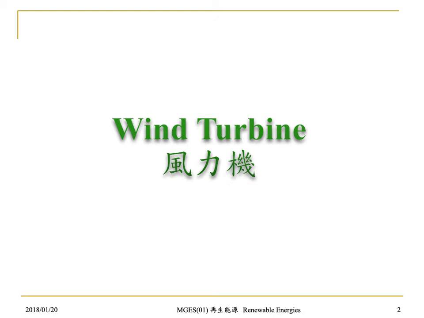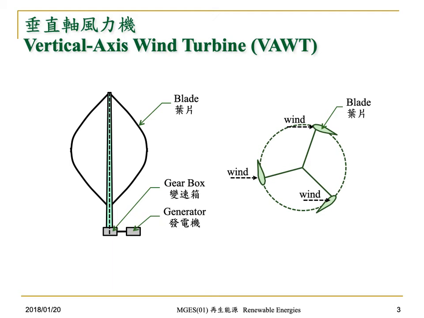There are many types of wind turbine, depending on how you classify them. Over here, the most common classification is the vertical axis wind turbine and the horizontal axis wind turbine. The vertical axis wind turbine is a VAWT. Actually, you can see the blade is around the vertical axis. And on the right-hand side, the wind blows in one direction, and then the turbine starts rotating.